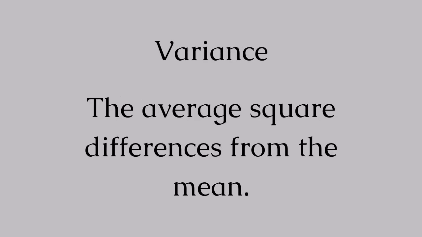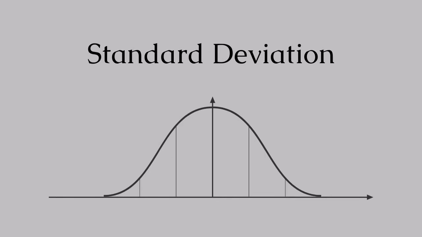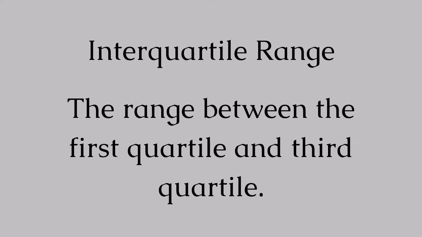Variance. This one gets a bit technical. Variance measures the average squared differences from the mean. In other words, it considers how far apart each number in the dataset is from the average. Next is standard deviation. Think of this as the average difference from the mean. Technically, it's the square root of the variance, but it's super handy because it's expressed in the same units as the data you're working with.